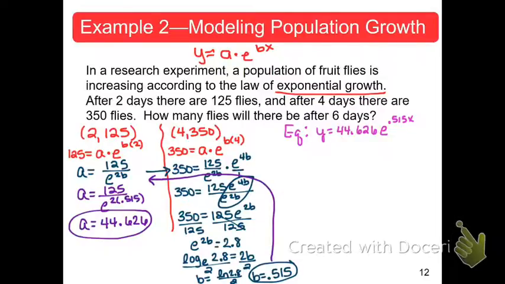But we're looking for how many flies will there be after 6 days. Remember, days is our x, so we plug in x equals 6 days. So we get y equals 44.626 e to the 0.515 times 6. And we do that, and we end up with approximately 980 flies.